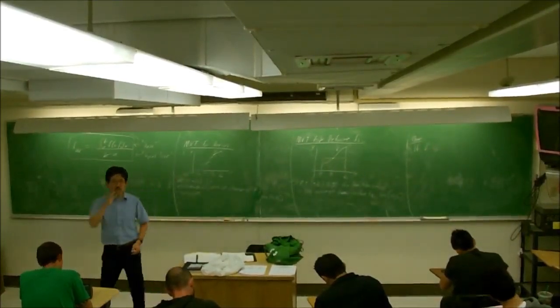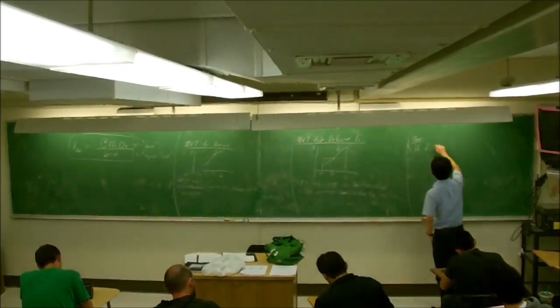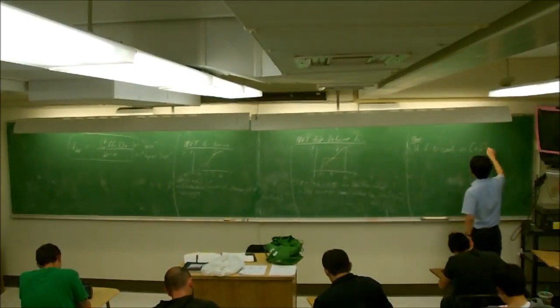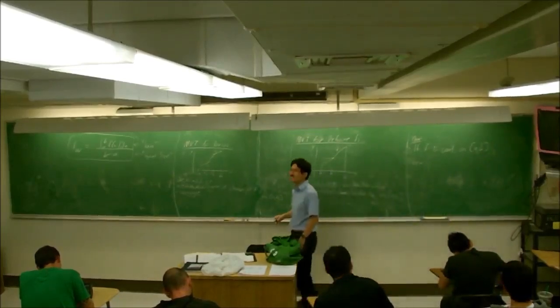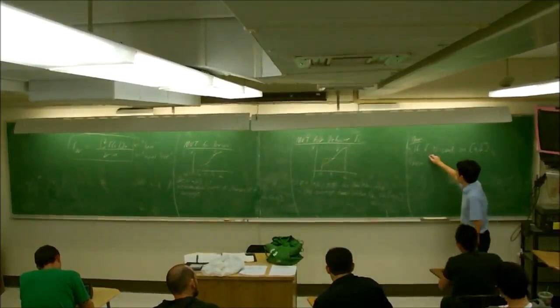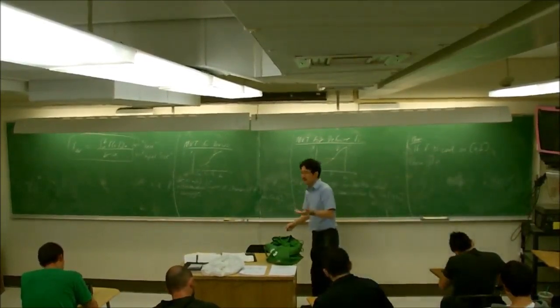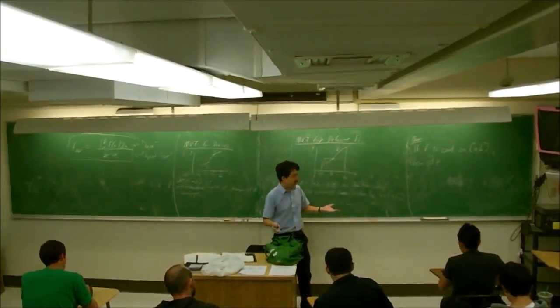Continuity. You don't even need differentiability, just need continuity. If F is continuous on the closed interval from A to B, then, just like over here, it's an existence theorem, right? Not uniqueness, existence. Then there exists a Z. Of course, you can use any letter you want. Don't use A or B again, right? But Sulkowski uses Z, so I use Z.